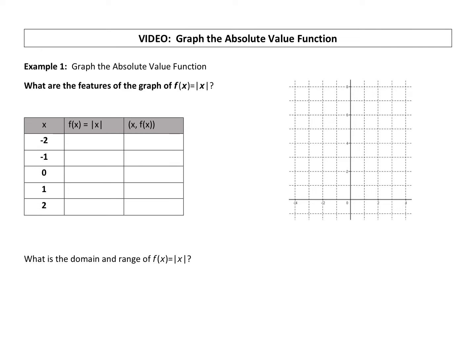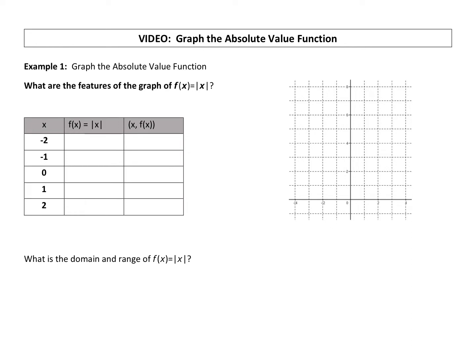All right, so now that we kind of have an idea of what the absolute value function looks like, why don't we take a look at more specifically how we find the ordered pairs on the graph and how we graph this. So our first question, example 1, we're going to graph the absolute value function. And what are the features of the graph of f of x equals the absolute value of x? So let's get some ordered pairs. We'll plot some points and see how this looks, and then talk about a couple things, domain, range, a couple of our key features.